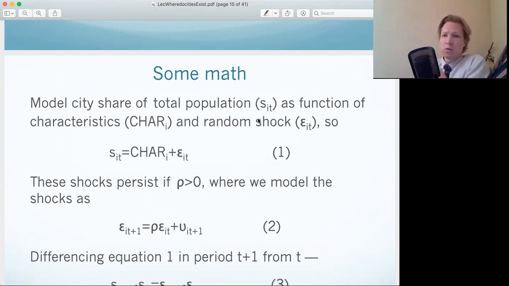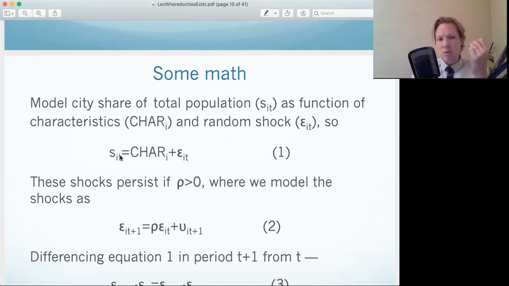So what we're going to do is say this S, which you want to think about like the city's population. Technically, it's the share of the population located in the city. So if 20% of the population live in that city, it's 20%. It's probably easier to think of it as how large the city is. The bigger the city, the higher this number is going to be.